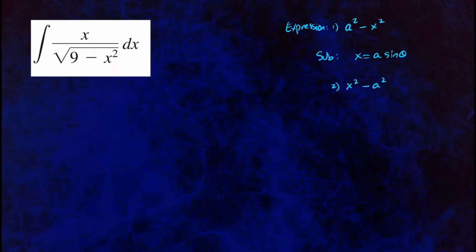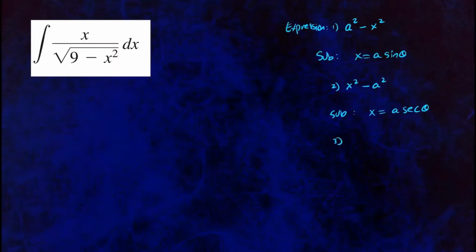different tools. Usually, if you have an expression like a squared minus x squared, then you're going to use the substitution x equals a sine theta. And then you can proceed from there. Or if you have the expression x squared minus a squared in your integral, then you're going to use the substitution x equals a secant theta.